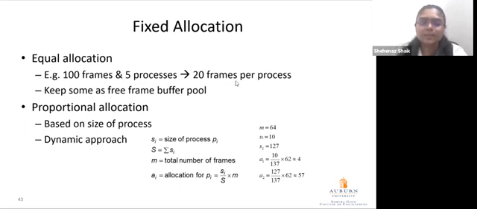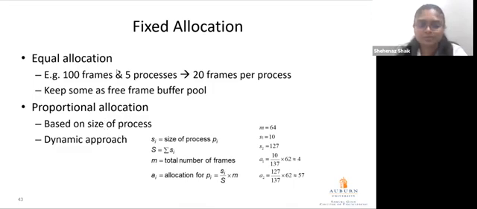At the same time, we should be able to maintain some of the frames as a free buffer pool, so that we can allow fast page replacement. So this is definitely one simple approach, but clearly it is not sufficient, right? Because even though we have this many processes, all the processes may not have similar memory requirements, or in other words, they may not be of the same size.